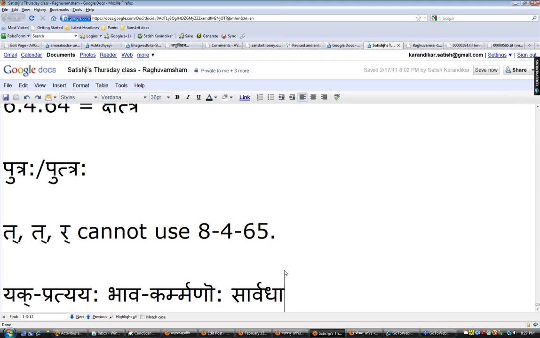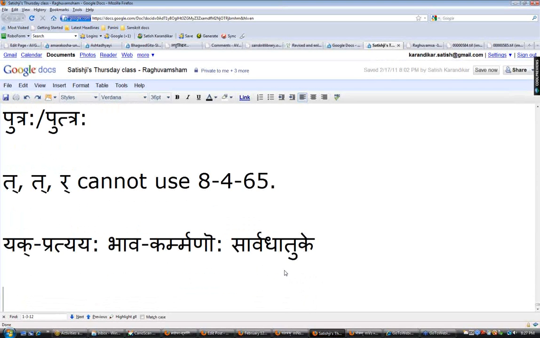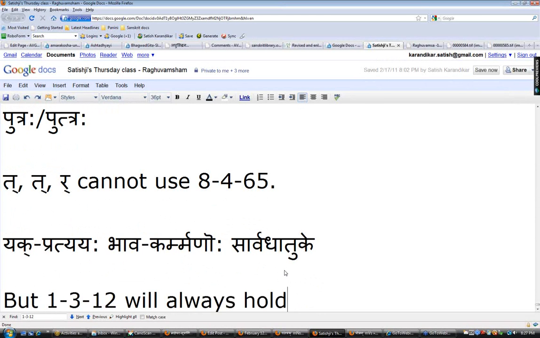Let me give you a quick Gita example, which I like, for sarvadhatuke. But this bhavakarmano 1.3.12 will always hold in the passive. Always hold in the passive. So if it is passive, it is going to be atmanipadam. This yak only comes in sarvadhatuke.